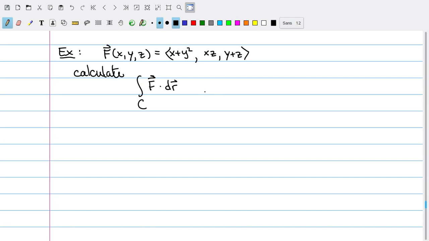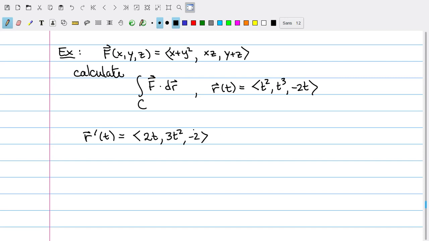If you think about a vector field F of xyz given by F of xyz equals x plus y squared, xz, y plus z. And let's think about calculating the work done by a particle in this force field moving along a trajectory parameterized by t squared, t cubed, and minus 2t. The answer is very easy. All we're going to do is calculate r prime of t, which is just going to be 2t, 3t squared, and minus 2.